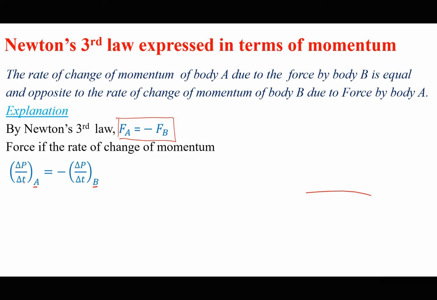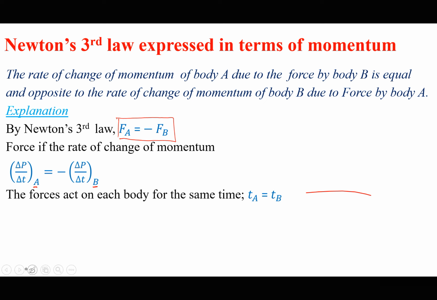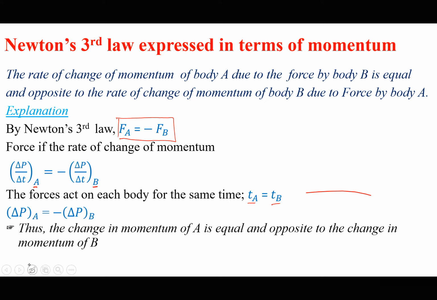Therefore, the time for A, delta TA, is the same as delta TB. The forces act on each body for the same time. So if I cancel out the time, I just remain with the fact that the change in momentum of body A is equal to the minus of the change in momentum of body B. So it means that the change in momentum of A is equal and opposite to the change in momentum of B, because the time of contact is the same for both bodies. So that is what we mean by Newton's third law expressed in terms of momentum.